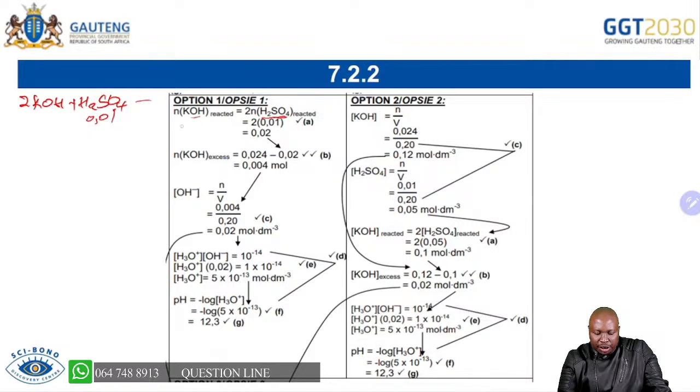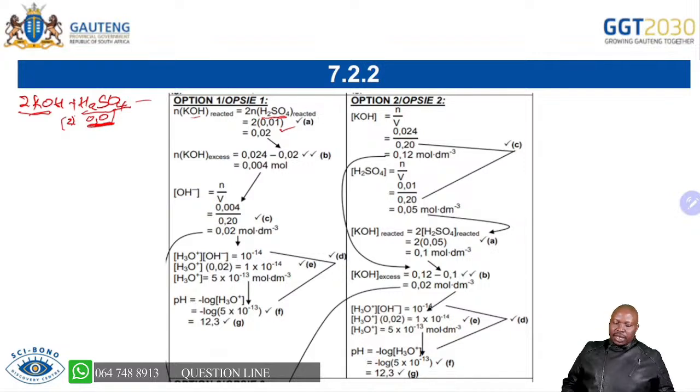0.01. But the mole ratio is that for KOH, you must multiply this by 2. So to get the number of moles of KOH, you multiply the number of moles of sulfuric acid by 2, which is what we're given. That's what we have done. So we are saying the number of moles of potassium hydroxide that reacted is 0.02.